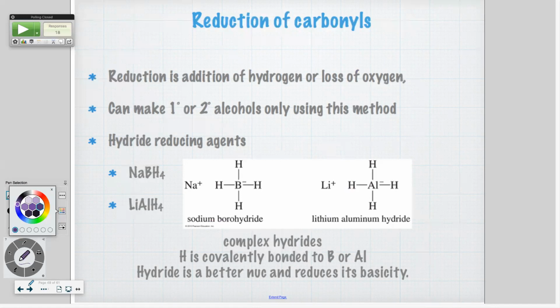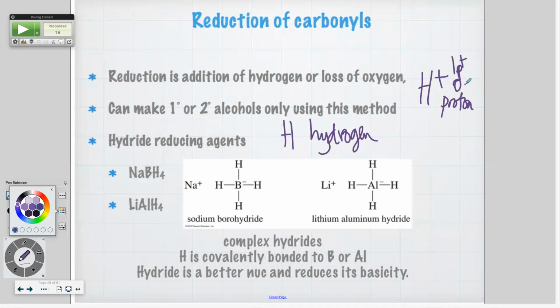Okay, so what's hydride? Hydrogen is H. What is our shorthand for H plus? We say a proton, because we have 1 proton and 0 electrons. Regular hydrogen has 1 proton and 1 electron.